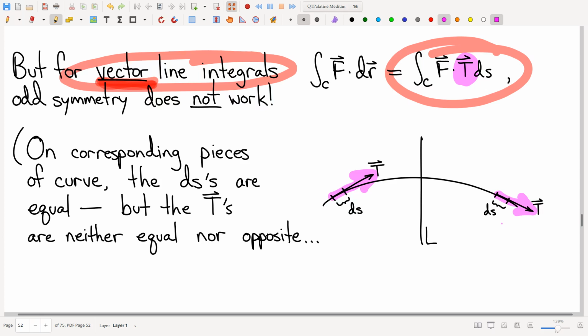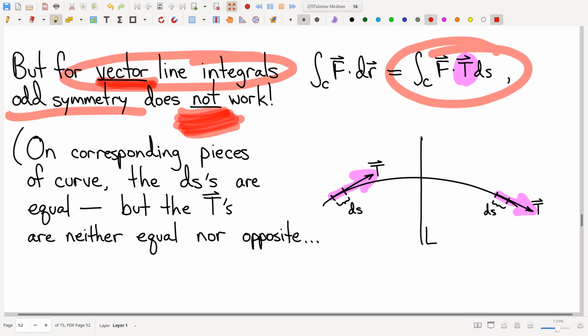We lose. As far as odd symmetry goes, odd symmetry does not work for vector line integrals. Everybody see what I'm warning you about there? I'm sorry, I didn't quite get it.